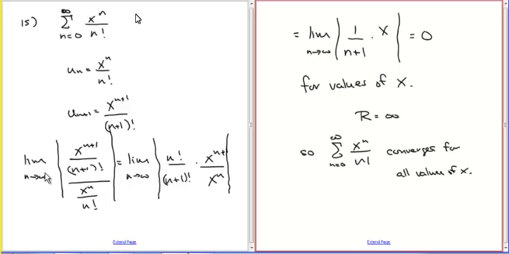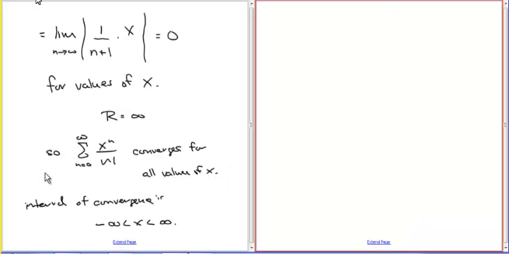So that was 15. So let's double check here. So it says the limit as n goes to infinity of x over n plus 1, absolute value, equals 0. The series converges for all x. Therefore, the interval of convergence is, so I have to actually write this out, negative infinity to positive infinity, but it doesn't include negative and positive infinity. Okay, so that's 15. Let's do another one, 18.